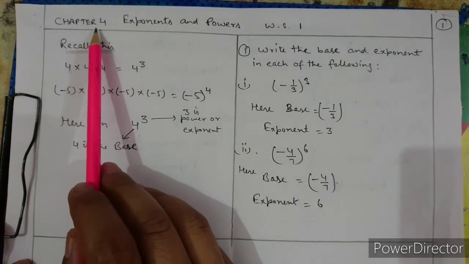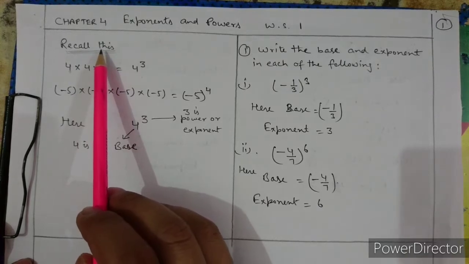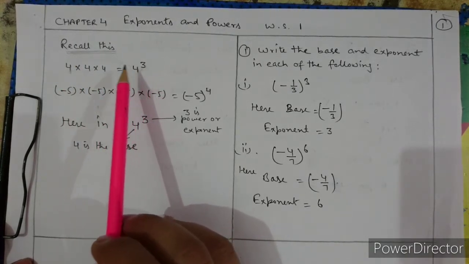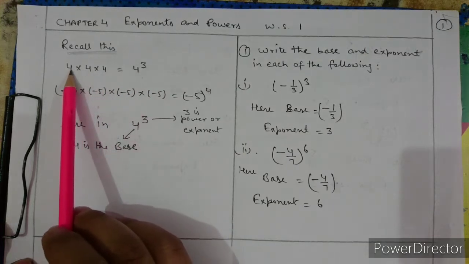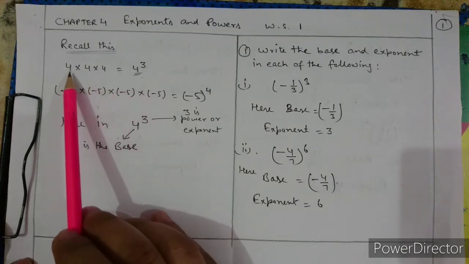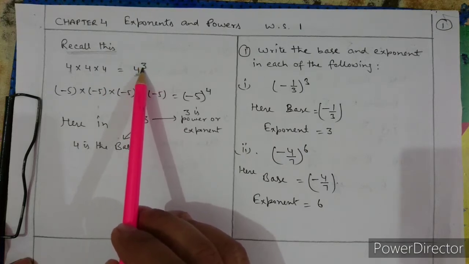Today we will do chapter 4, exponents and powers. First of all, we will recall this. 4 into 4 into 4 is 4 raised to power 3, because the number multiplied by itself is 4, so the base is 4. And how many times is it multiplied? 3 times: 1, 2, 3. So we will put 3 here.